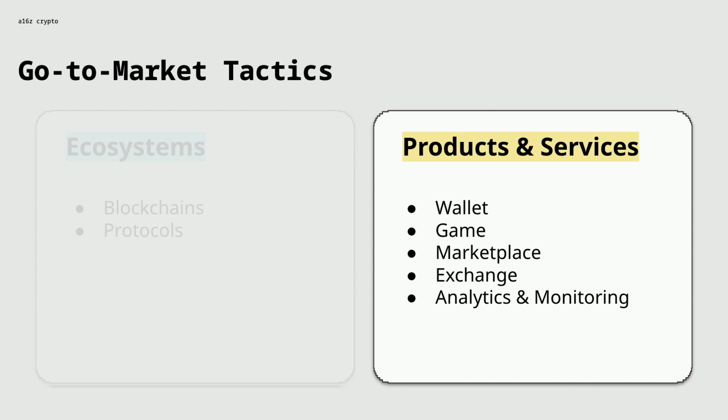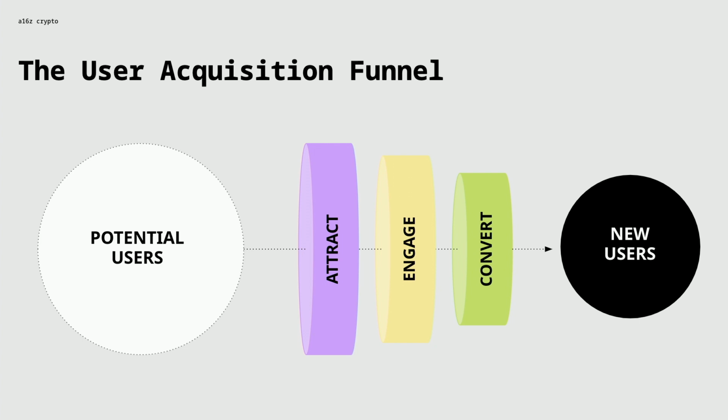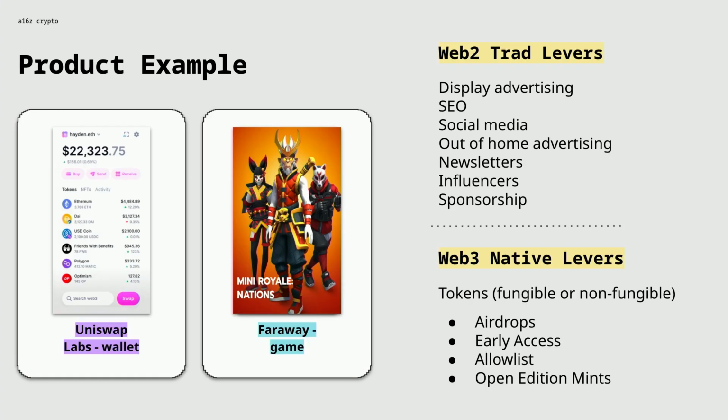I'll now just touch on products and services. So again, examples here could be a wallet or a game. And here, the user acquisition model is very similar to in Web 2, where you're attracting, engaging, and converting potential users. You have a number of traditional growth levers, such as advertising and sponsorship, but you also have things like token incentives, and we're just starting to see how these all tie together.